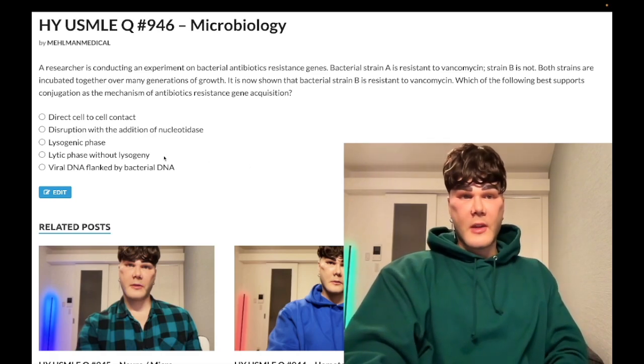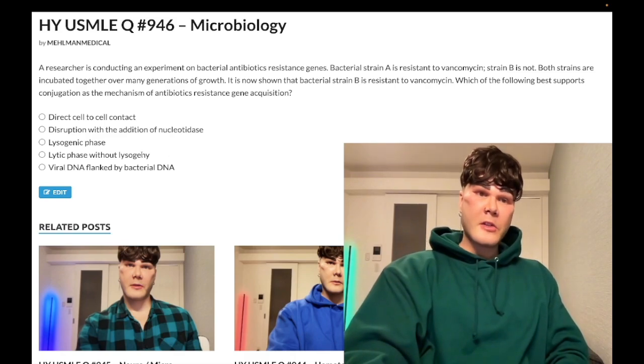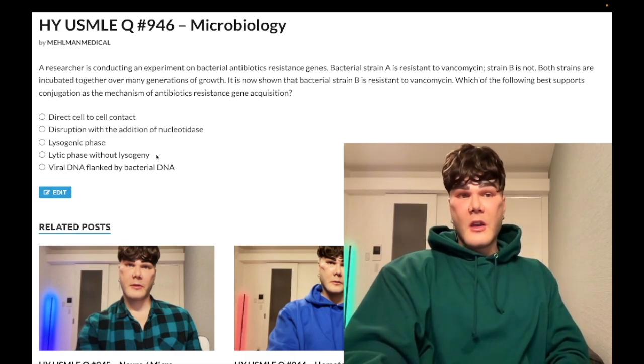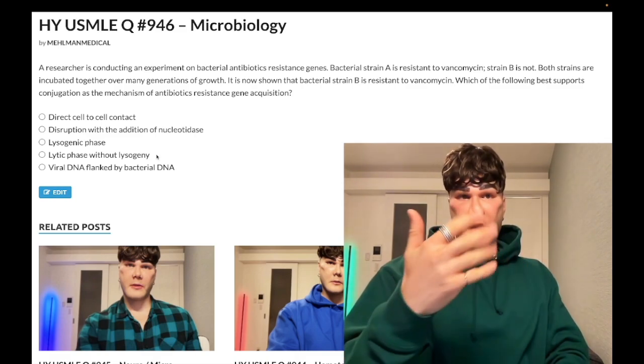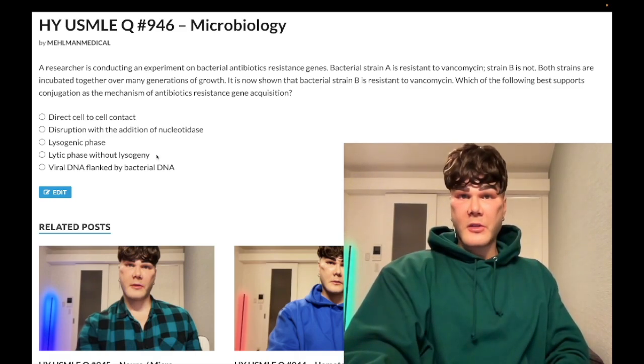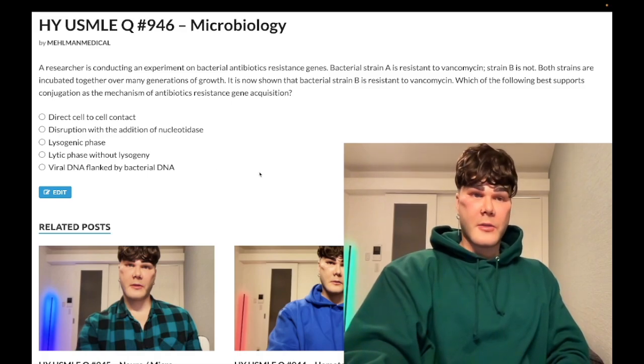Choice D, lytic phase without lysogeny. Wrong answer. This refers to generalized transduction. So you have a phage or viral particle invade a bacterial cell, and then without any incorporation into the bacterial DNA, you simply have new phage particles synthesized, where plasmids and free DNA floating around the bacterial cell can be packaged into those new phage particles, which in turn invade other bacterial cells, and that's how we have transfer of antibiotic resistance genes. Wrong answer.